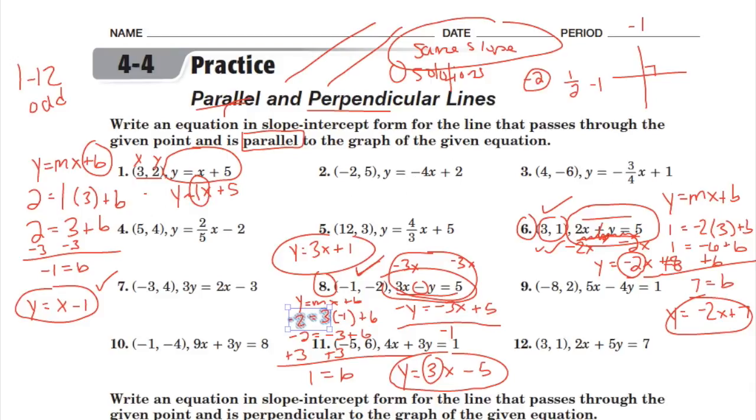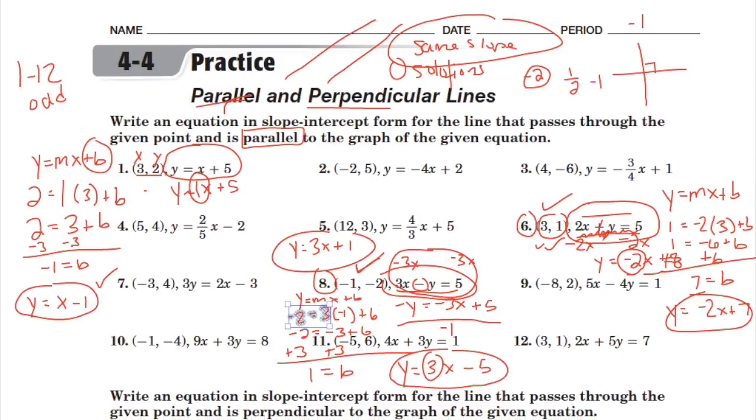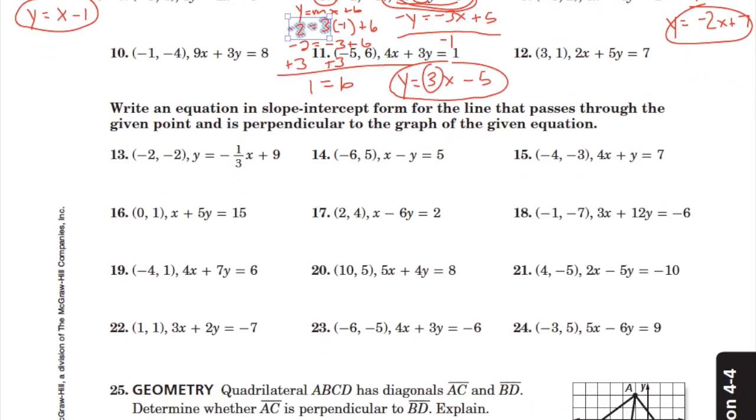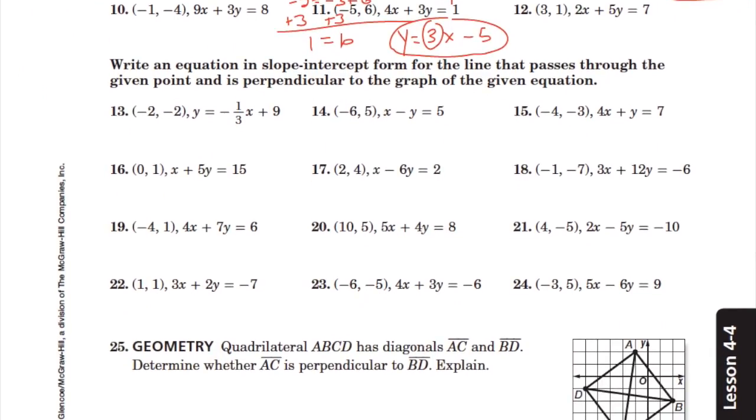Try the rest of those, 1 through 11 odd, and let me know if you have any questions. For 13 through 24, I'd like for you to continue. Let's just go ahead and do 13 through 23 odd. Gives you some more practice there.